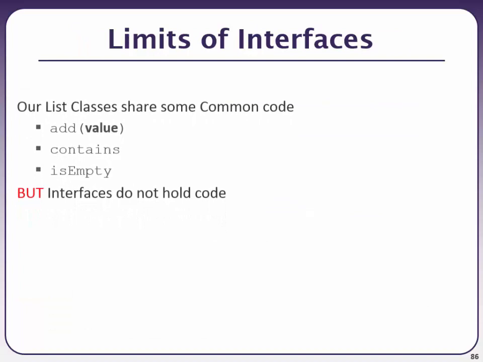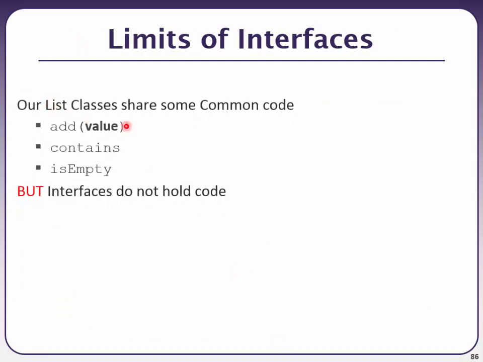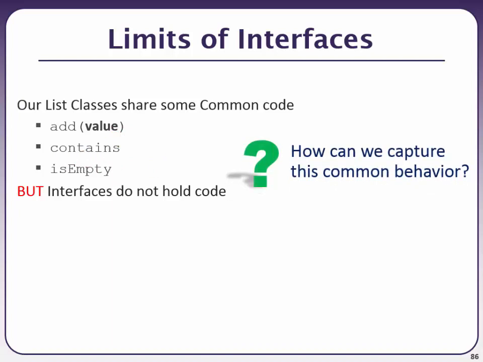So let's talk about the limits of interfaces. Our list classes, array list and linked list, share some common code. Let's say that these are the common methods, the methods that are implemented the same way regardless of what data structure you use to implement the list itself. So add with a specific value, contains, which tests if a value is in the list, and is empty. How do we capture this common behavior if interfaces do not hold code? And we know they don't.